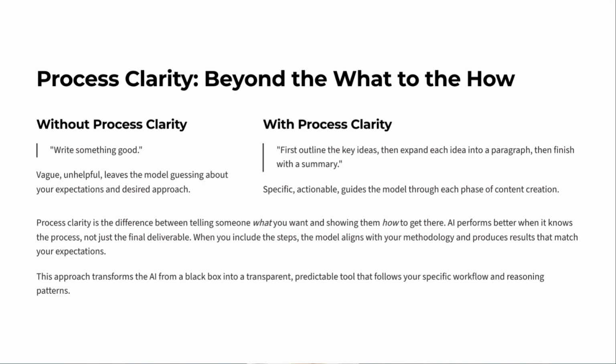Here we highlight the difference between vague requests and process clarity. A vague instruction, like "write something good," forces the model to guess your expectations. This almost always leads to unpredictable or incomplete results. But when you give clear process steps, such as outline the key ideas, expand each into a paragraph, then finish with a summary, you're doing more than telling the model what you want. You're showing it how to produce it. This creates reliable, repeatable results. Process clarity transforms the model from a guessing engine into a predictable tool that follows your workflow.